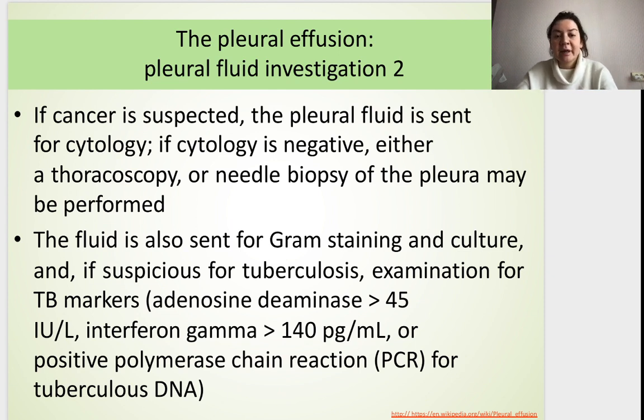If cancer is suspected, the pleural fluid is sent for cytology. If cytology is negative for malignant cells, either a thoracoscopy or needle biopsy of the pleura may be performed. The fluid is also sent for Gram staining and culture, and if suspicious for tuberculosis, examination for TB markers. These are adenosine deaminase more than 45, interferon gamma more than 140 picograms per milliliter, or positive polymerase chain reaction for tuberculous DNA. These are tests for TB markers.